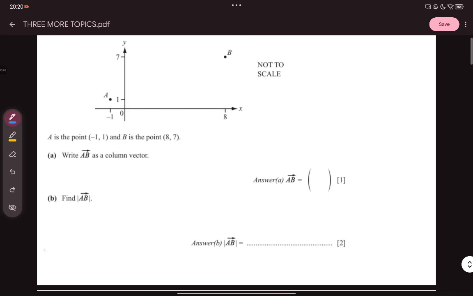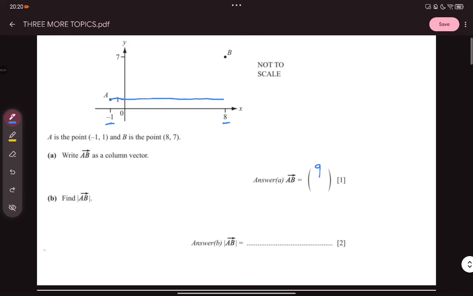Well, column vector is just another name for a vector. It's written as a column, isn't it? One number above the other. Remember, the vector is to move from A to B, so the vector AB with an arrow over the top. If I'm moving from A to B, how far across do I go? Well, I'm starting at -1 and I'm moving to 8. So how many places across have I gone there? I've moved 9 places across.